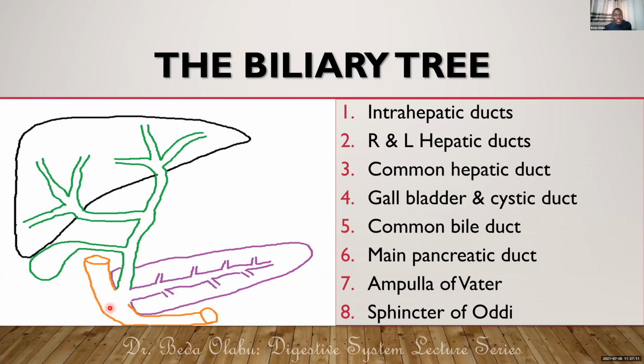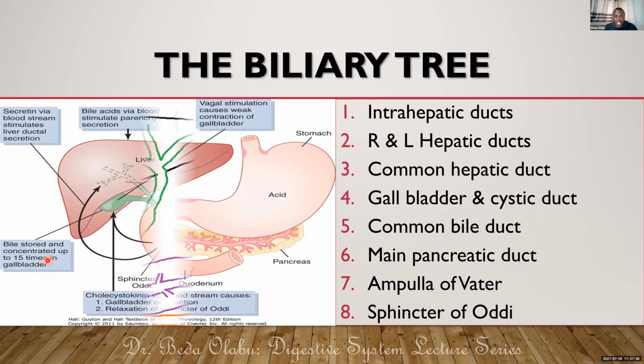But there's a third way in which bile can flow. Bile can still come from the liver direct to the duodenum without going through the gallbladder. That's also a third route. So familiarize yourself with those 3 possible routes of bile flow.